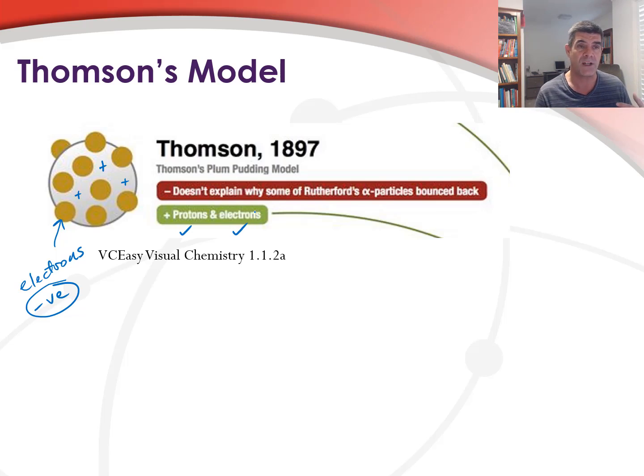Now this was great because we took into account protons and electrons. We realized there were positive and negative charges that were there. We didn't really know them as protons. We just knew that they were positive charges within the atom somewhere. But it didn't explain a very important observation that came not long after, which was in the work of Ernest Rutherford. And that taught us a lot more about the nature of the atom. But of course, Rutherford's a significant player himself, and so he gets a separate video.